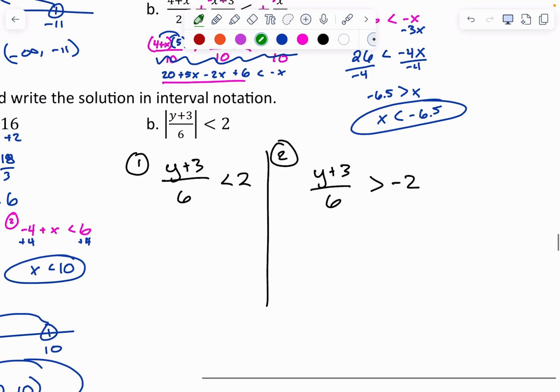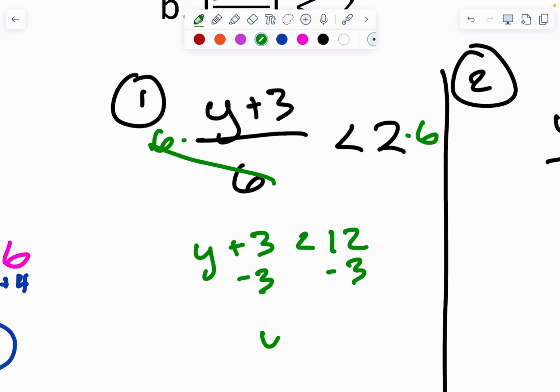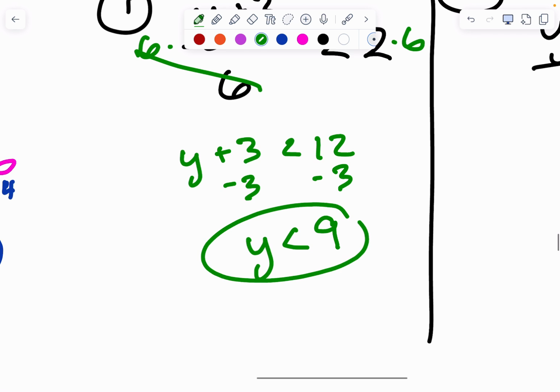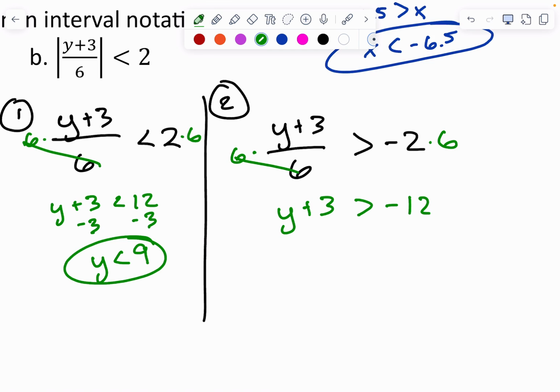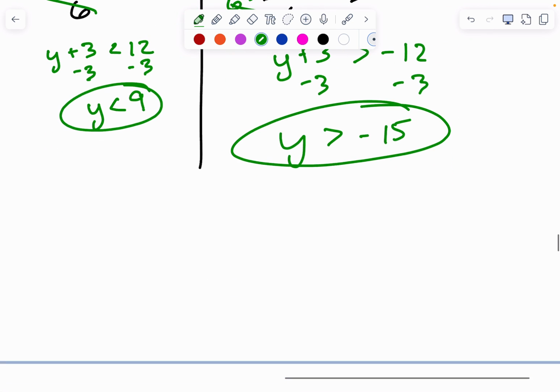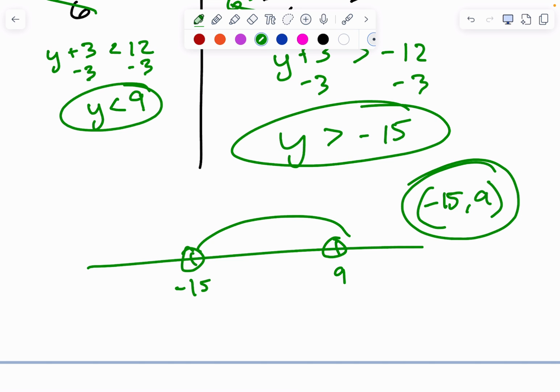What do I do first on the left? Times 6. Okay, y plus 3 is less than 12, minus 3, y is less than 9. Did you do case 2 the same way I did? I'm going to multiply the 6 over. So y plus 3 is greater than negative 12, and if I subtract the 3, y is greater than negative 15. So my interval notation will be together again: negative 15, comma 9, paren. Okay? How's that?